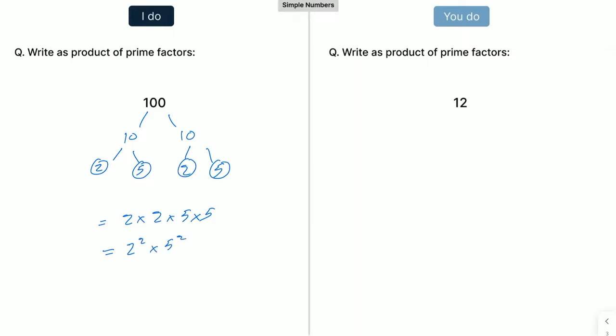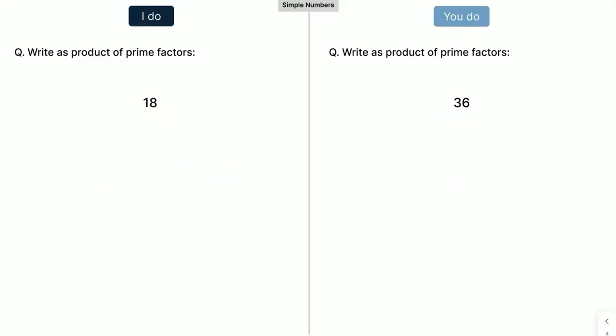Again, hopefully you've pressed pause and had a go at the example on the right. That can be 4 times 3, where 3 is prime, and the 4 can be broken down into 2 times 2. So that gives us 2 squared times 3, or you can write 2 times 2 times 3. So moving on, this can be written as 9 times 2. 2 is prime. 9 can be broken down into 3 and 3. So as a product of primes, this is going to be 2 times 3 squared.